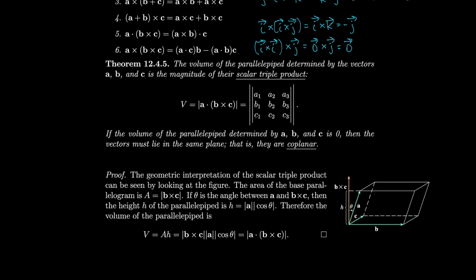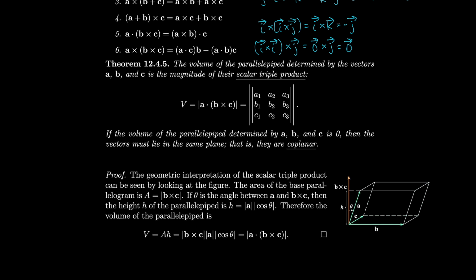Okay, so let theta be that angle, and then the height of the parallelepiped, h, would be the length of A times the cosine of theta. Because if theta is this little angle over here, then the length of A is the hypotenuse, so that means this is the adjacent side. So the cosine of theta is h over the length of A, and then you can just multiply to get that h is equal to the length of A times the absolute value of the cosine of theta.